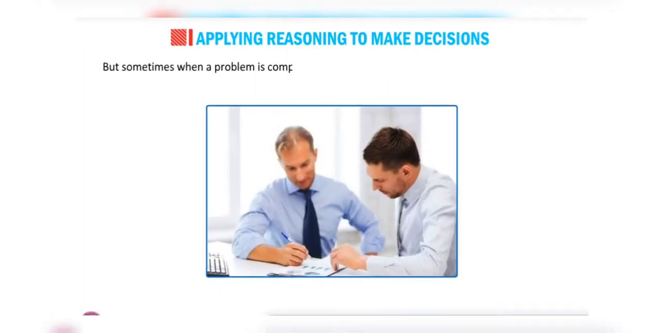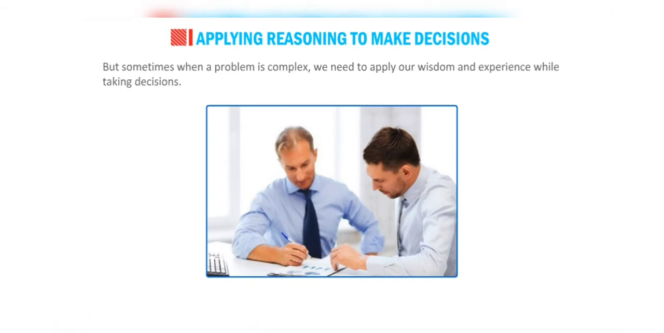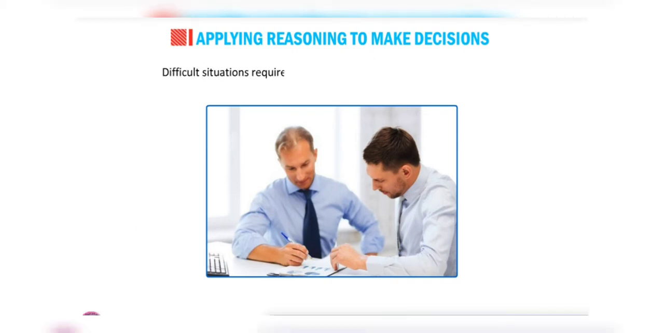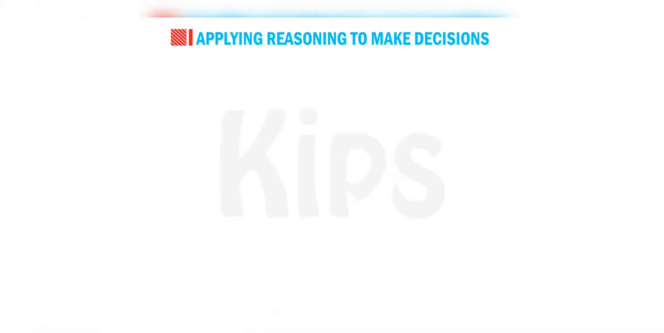But sometimes when a problem is complex, we need to apply our wisdom and experience while taking decisions. If a problem is complex, meaning difficult, then we need to apply our wisdom and experience to solve that problem, and only after that can we take a decision. Difficult situations require more reasoning and skills to solve problems. Now children, when a difficult situation comes, we have to think more. This more thinking is called logical thinking.